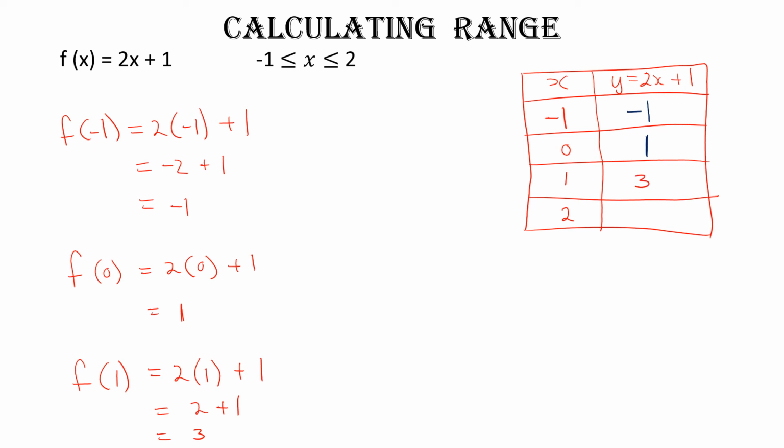So f of 1 is actually 3 and not -1. So you see, if you make a mistake and put -1 there, you will get the wrong value. So you have to be very careful.